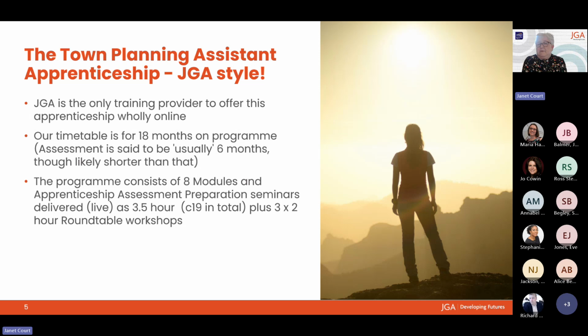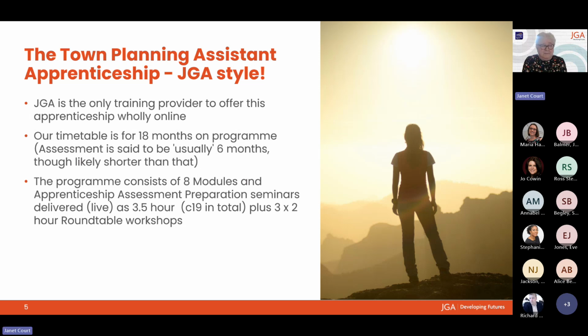We run some preparation seminars, because it would be hugely unfair to say, well, there's the course and off you go into assessment, and we're not going to tell you what it looks like and what you have to do. No, we prepare all of our learners to succeed. We're invested in their success. It's not just get them through quickly. None of that. We're with them all the way, and we are invested that they do succeed.